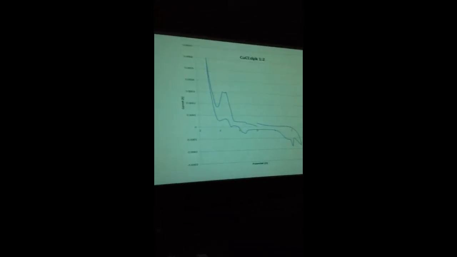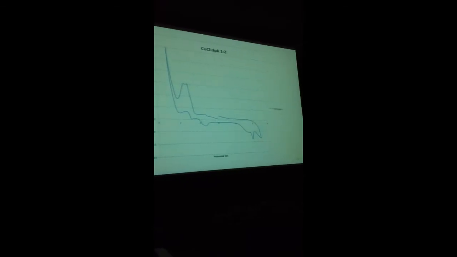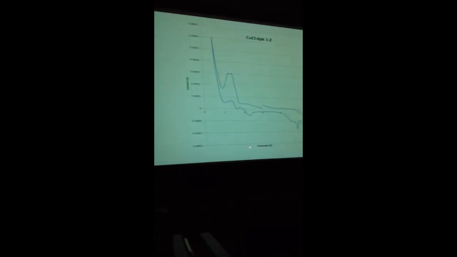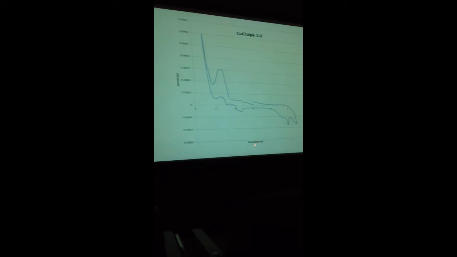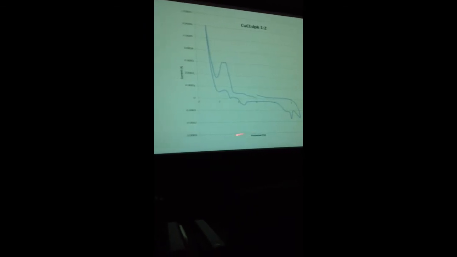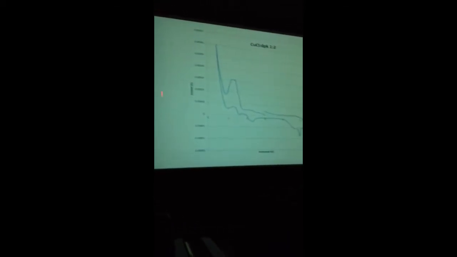This is data I got from running a CV with the copper DPK 1 to 2. On this axis, we have potential, which is measuring the voltage, the same kind of voltage you have in a 9-volt battery, and that is determined by the software. And what I'm actually measuring is the current, which is on this axis.